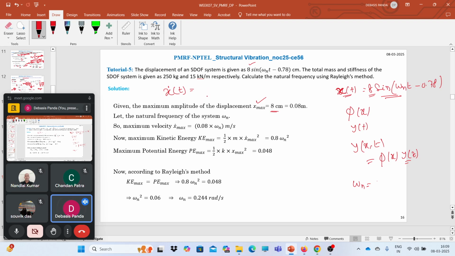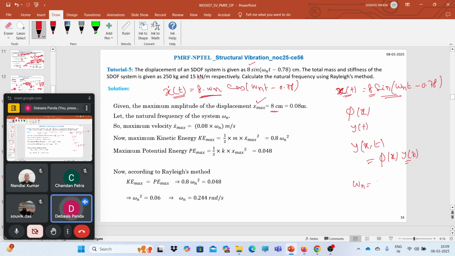X dot t max, actually, if I want to find it, first we need to differentiate it: 8 omega n cos omega nt minus 0.78. So what will be the maximum value of x dot t? The maximum value of x dot t will be this.